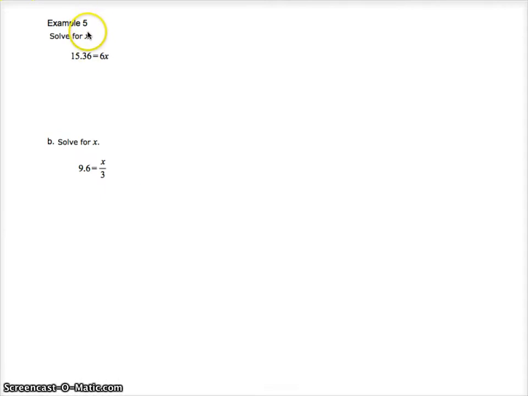In example 5, it says solve for x. So I've got 15.36 equals 6x, so I'm going to use my inverse operations. Remember that this is 6 times x. So I need to cancel the multiplication. In order to cancel the multiplication, my inverse operation is going to be division. So I'm going to divide by 6 on both sides. So my 6 is going to go away, and I'm going to bring down my x, because that's the only thing that's left.